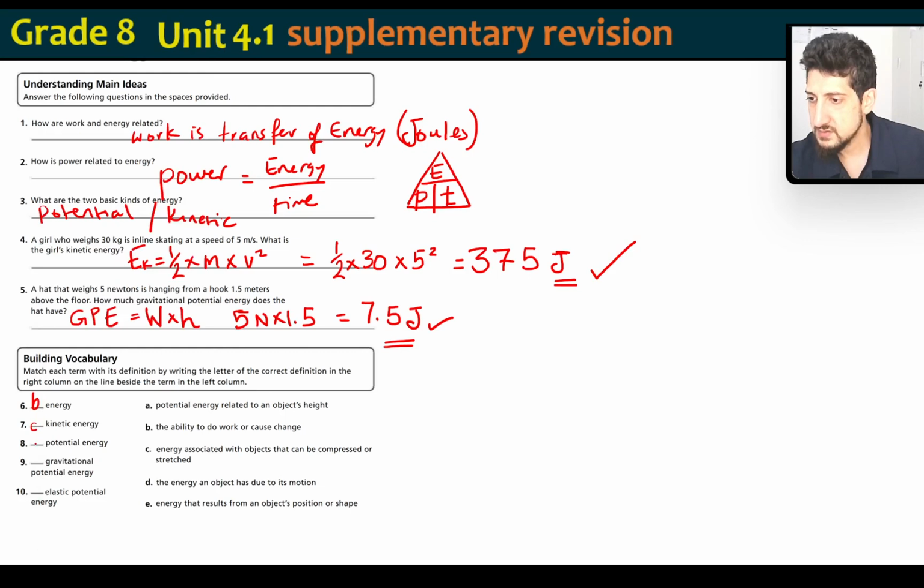Okay, here we go. Potential energy. That's the stored energy, first of all, stored energy that's due to an object's shape or position. Gravitational potential energy has to do with height. So that's A. And finally, just through process of elimination, it's going to be C, but let's read through that anyway. Energy associated with objects that can be compressed or stretched. Absolutely.